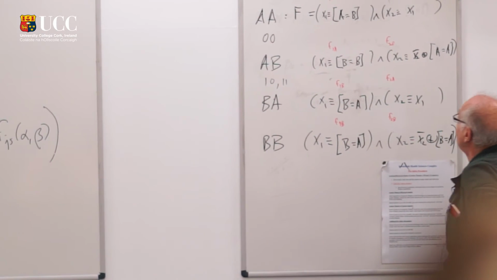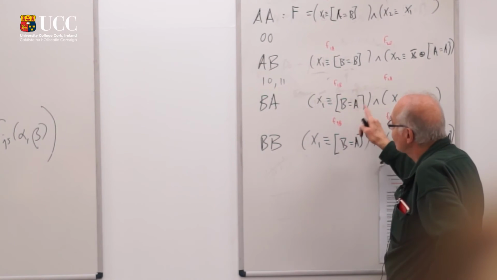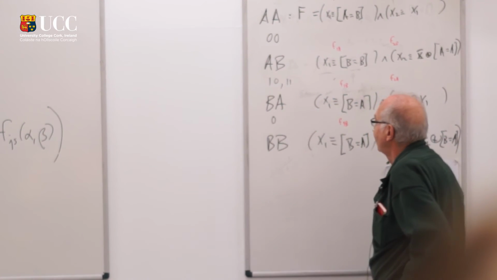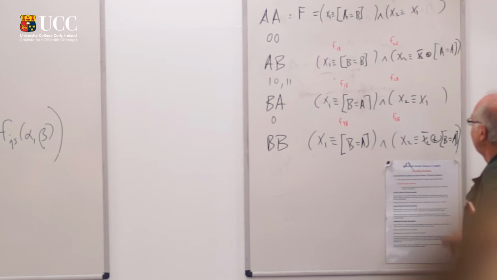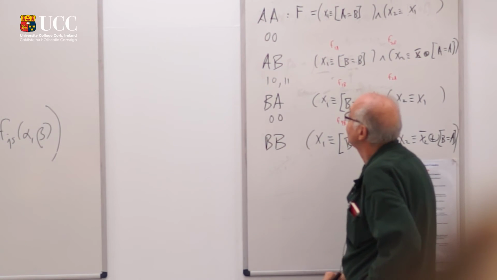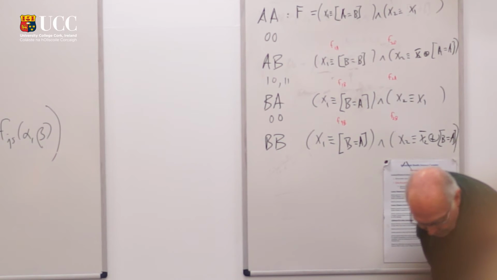Now, B equals A is false. So this exam BA, it's got to be 0 here. And this one, X2 is X1. So again, this student who fills out that little exam and says BA has lost.